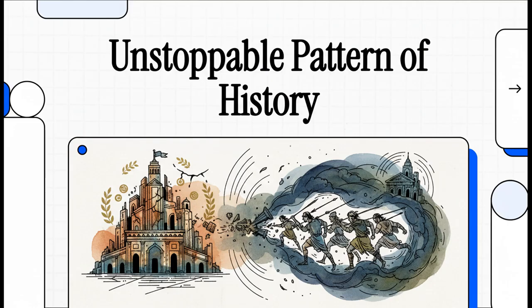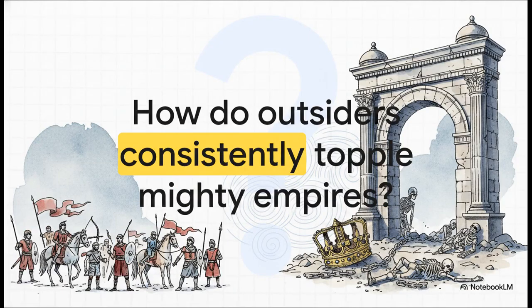But what if it's not just a coincidence? What if there's a predictable code that explains the rise and fall of pretty much every great power? Right, that's the big mystery we're going to dig into. How do these scrappy so-called barbarians on the fringes, with way fewer resources, somehow manage to beat the biggest, richest, most organized empires in the world? Well, the answer is way more logical and, honestly, way more fascinating than you'd think.